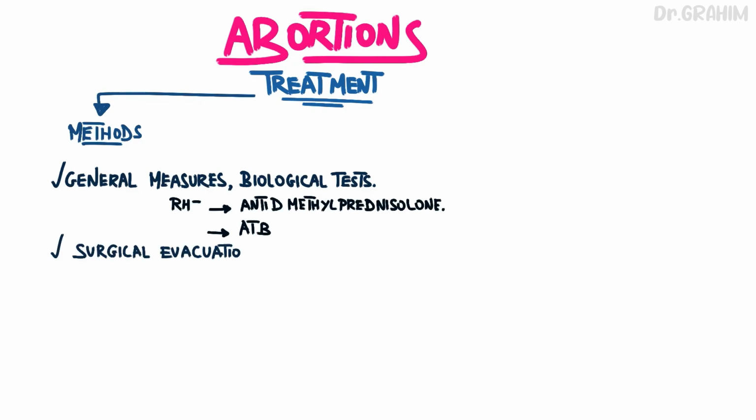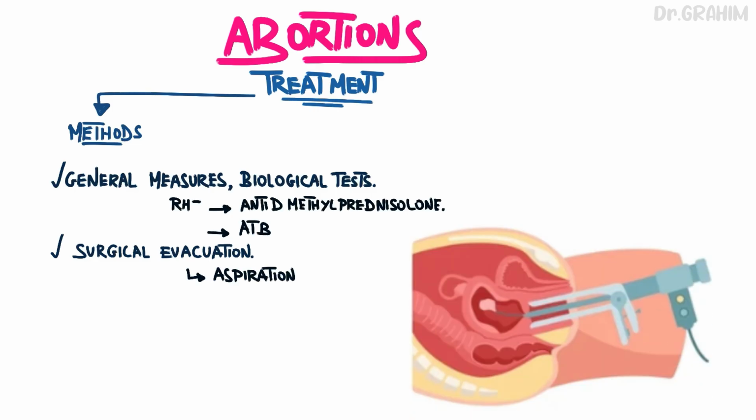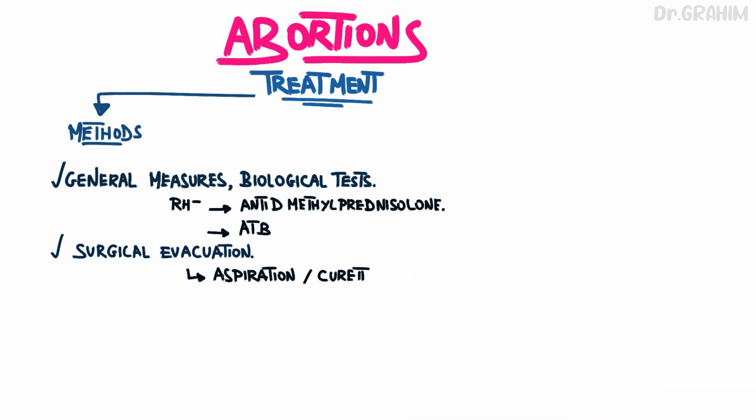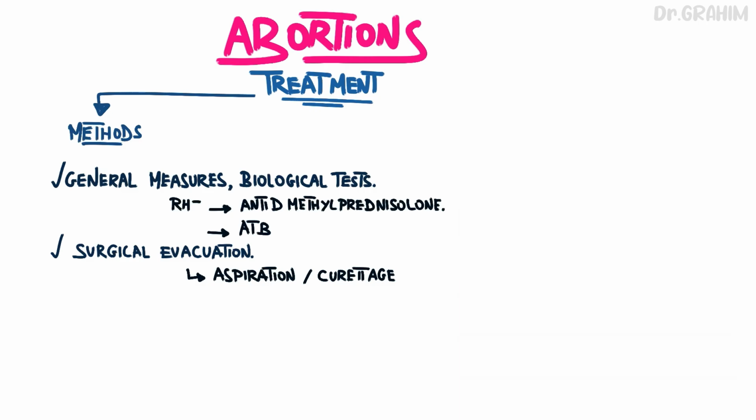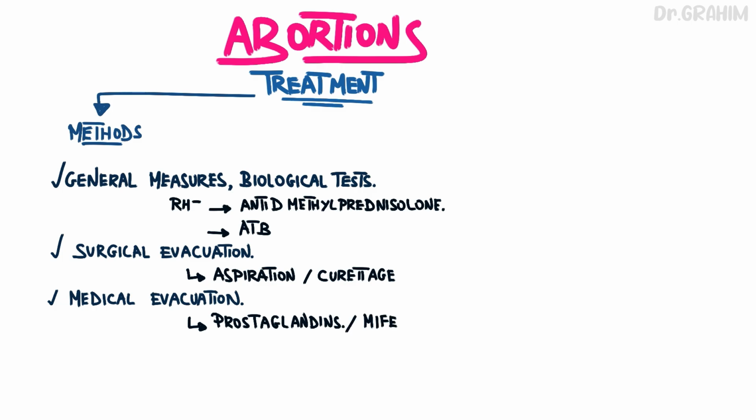Well, we have surgical evacuation and medical evacuation. Surgical evacuation can be performed by aspiration or vacuum aspiration, or by curettage, depending on the gestational age and the residual products in the uterus, while medical evacuation consists of administering medications such as prostaglandin, which induces uterine contractions, or mifepristone, which blocks the action of progesterone and promotes the expulsion of conception products.